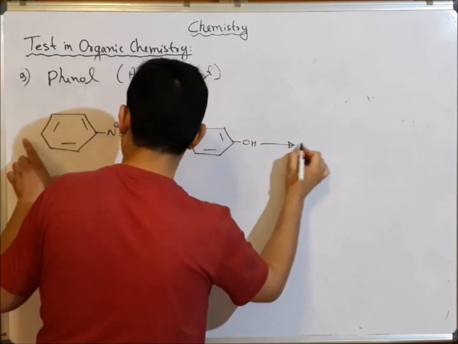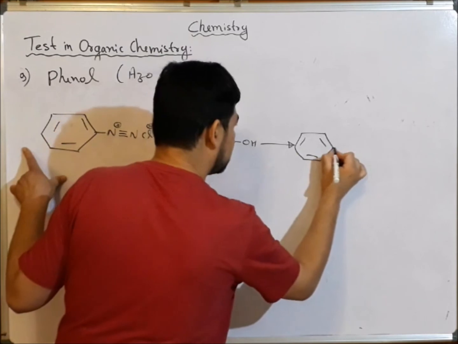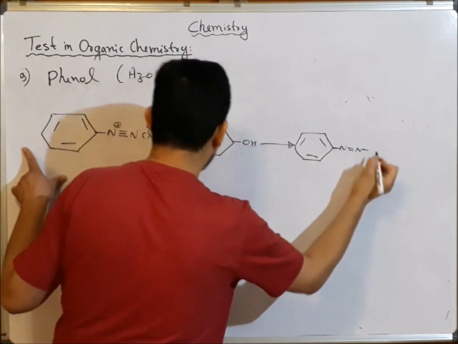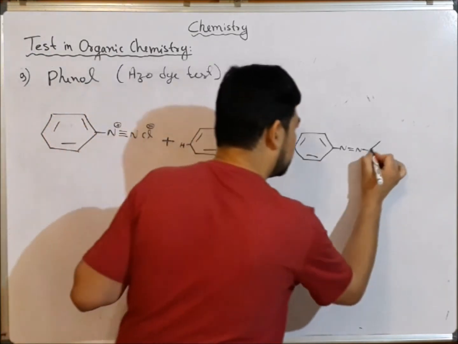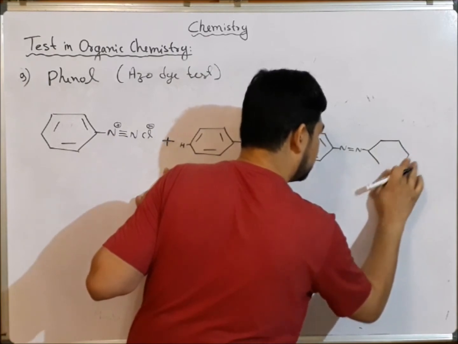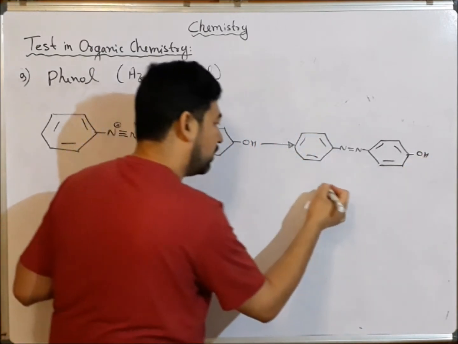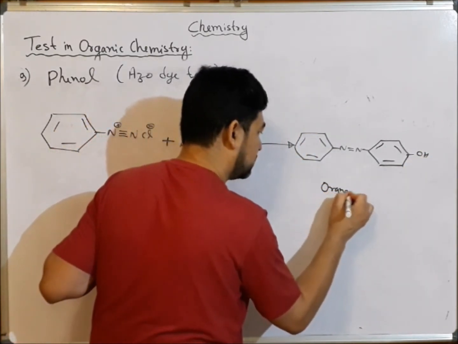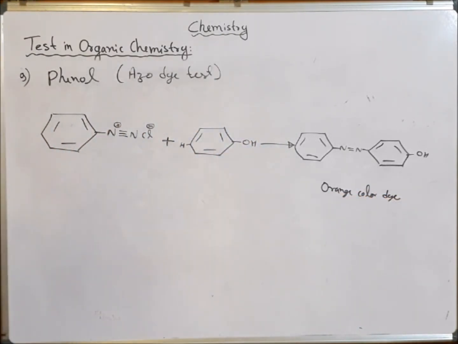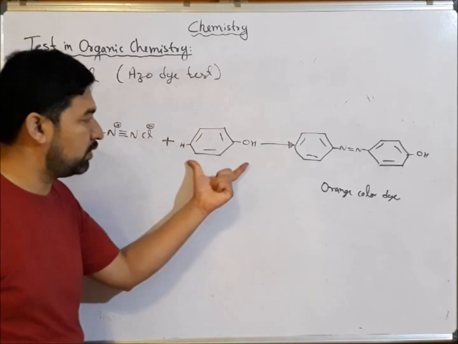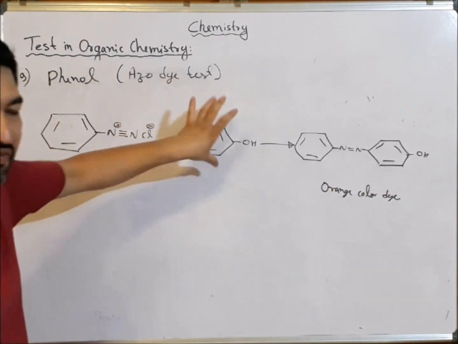So the product will be N double bond N, and this comes here and is attached here, at the para position of the phenol. So this forms your orange color dye. So when benzene diazonium salt reacts with phenol, it forms orange color dye. In that way we can detect the presence of phenol.